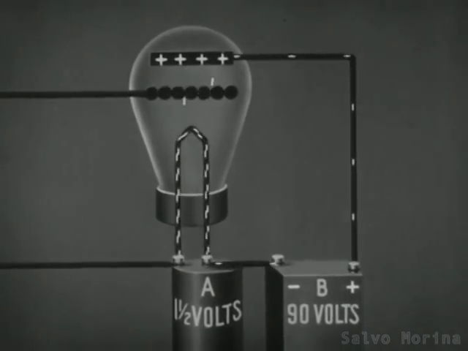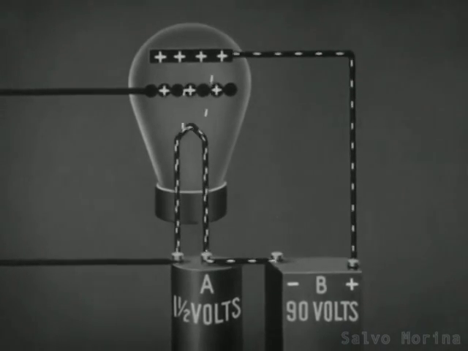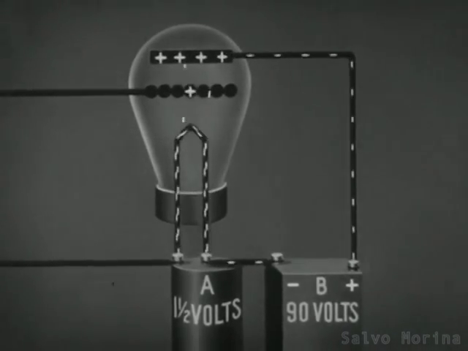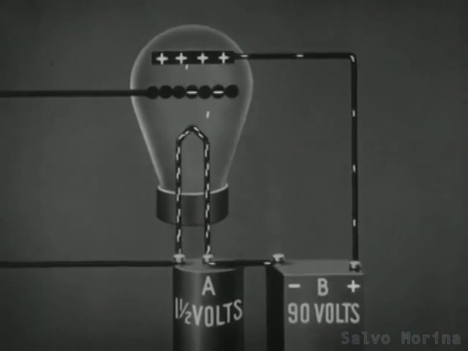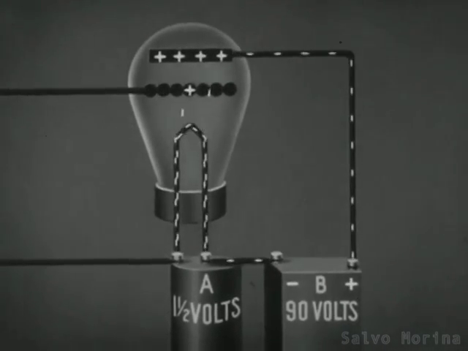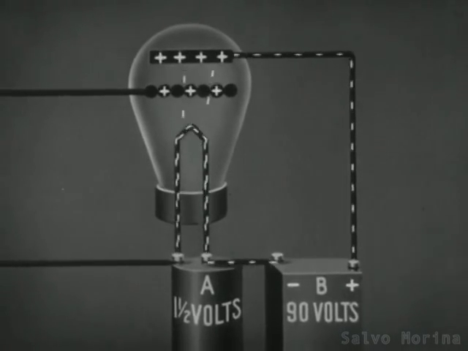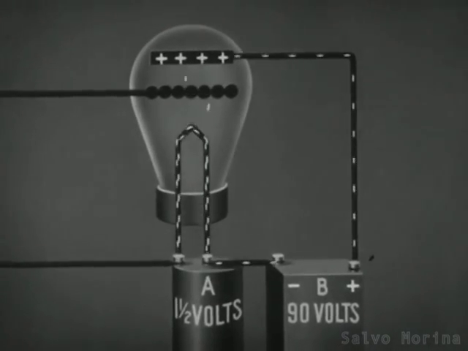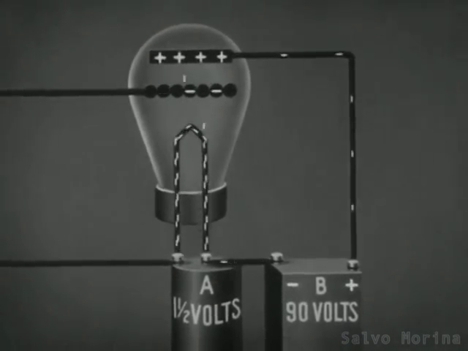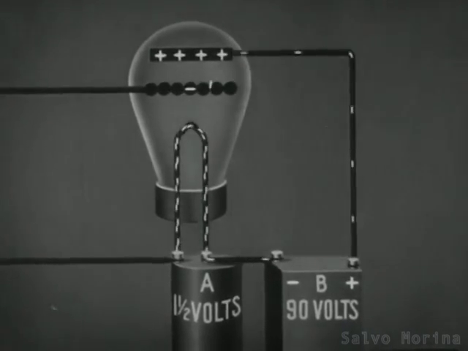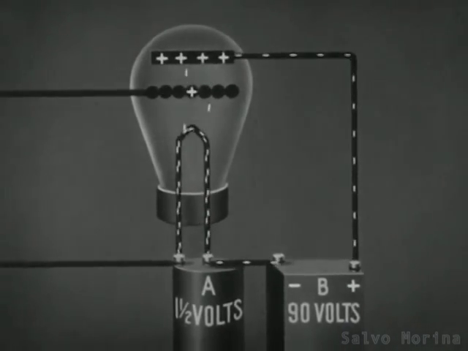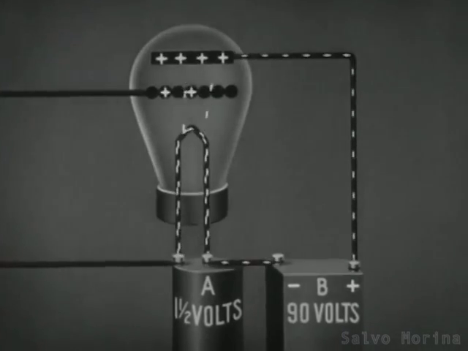The vacuum tube may be used to amplify the weak voltage induced in the aerial circuit. Its use as an amplifier is possible because a small change in the grid voltage brings about a large change in the amount of plate current. The grid, therefore, actually controls the powerful current generated by the high-voltage battery.